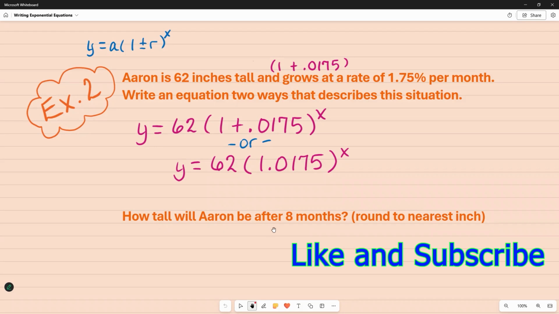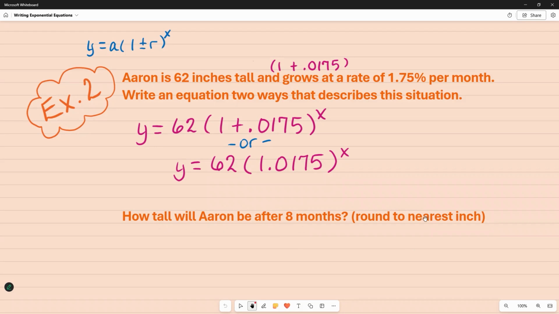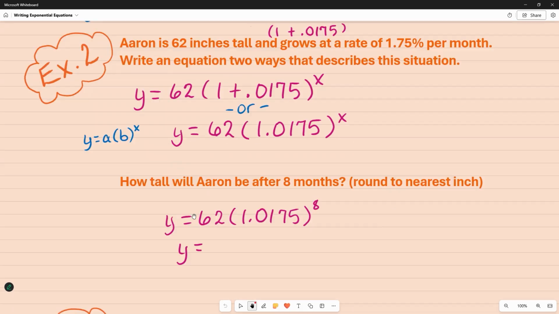Now I'm going to answer the question where it's asking for time. How tall will Aaron be after 8 months? And then I'm going to round it to the nearest inch. That means there should be no decimals in my answer. So this is what the formula will look like, but you could also use the first one. Replace that x with 8. When we go to Desmos, I'm going to type it in using this first one, and then I'm going to show you could also use the second one and how to find this answer.